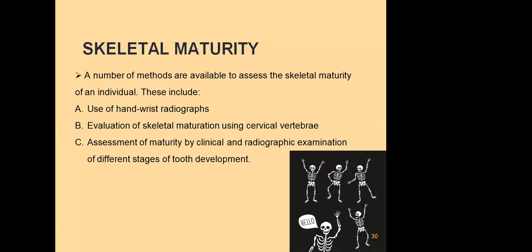A number of methods are available to assess the skeletal maturity of an individual. This includes the use of hand and wrist radiograph, evaluation of the skeletal maturation using the cervical vertebra, and assessment of the maturity by clinical and radiographic examination of different stages of tooth development.